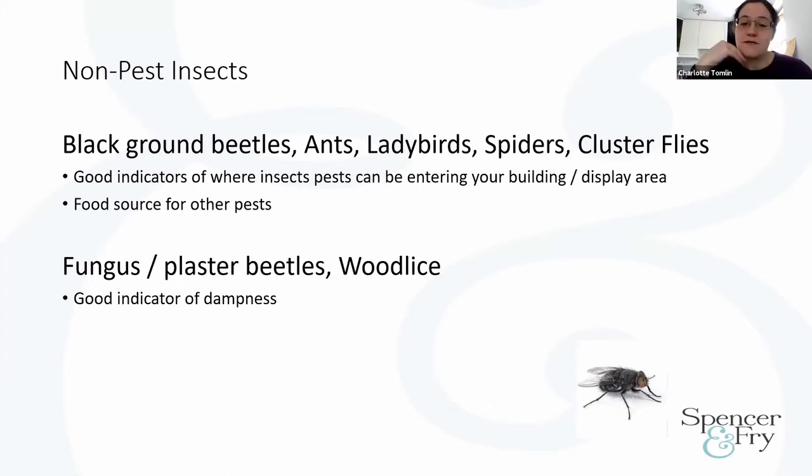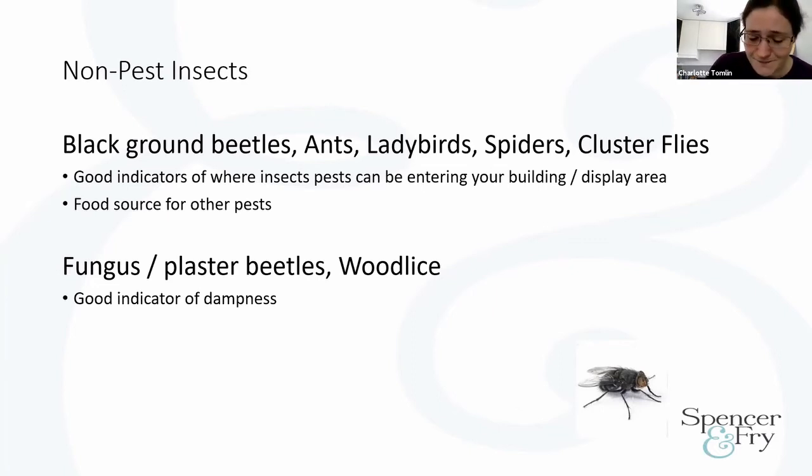So if you are finding on your pest traps a lot of spiders, ground beetles, ants, they can be an indicator as to how other kinds of pests are entering the building. These pests tend to be bigger than museum pests, so they're more identifiable and you can see where they're entering, so near doors, windows. But also, unfortunately, they are a food source for other pests.